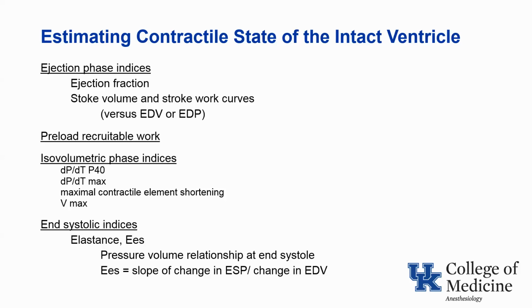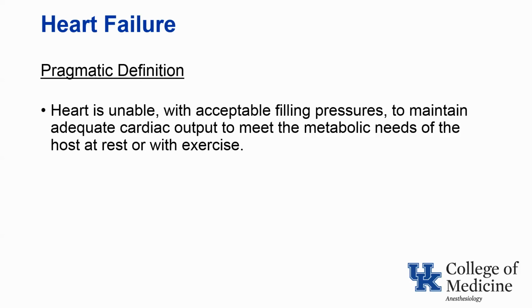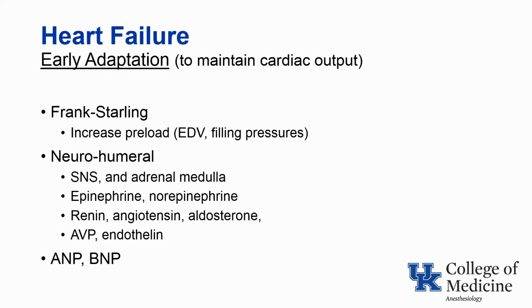I've already summarized some of the ways of estimating the contractile state of the intact ventricle and suggested that elastance is perhaps the most favored method of estimating function of the ventricle. I also gave you this pragmatic definition of heart failure, or I offer this pragmatic definition of heart failure. Heart failure is present when the heart is unable, with acceptable filling pressures, to maintain adequate cardiac output to meet the metabolic needs of the host at rest or with exercise.